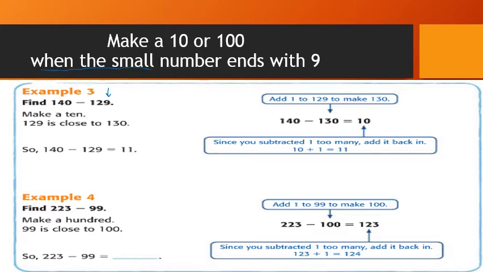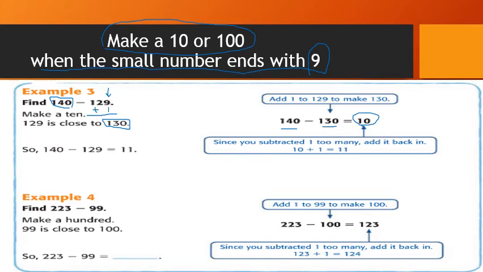When the small number ends with 9, especially 9, I can make it a 10 or 100. How come? You just add 1. Add 1 here. When I add 1, became 130, because 129 plus 1, it is 130. Okay? Now, what will I do? I will take the greatest number minus this 130. After I add 1, became 130. Let's subtract 140 minus 130. Like we know, it is 10.